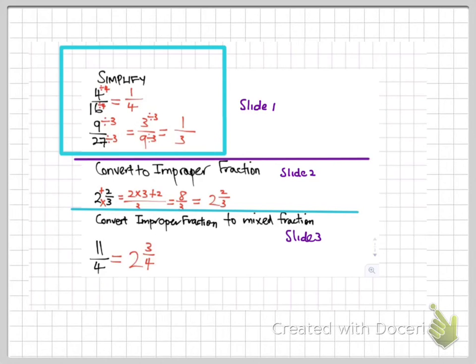Now looking at slide 3, I need to convert the improper fraction 11 over 4 to a mixed fraction. For 11 over 4, I need to look at how many times the denominator, which is 4, can go into 11. I know that 4 times 2 is 8, which is perfect. If I look at 4 times 3 is 12, that's a bit too much. So I would have to settle for 4 times 2 is 8, and my remainder is 3. So I got 2, and my remainder is 3, which becomes my numerator, and I put it over my same denominator of 4, and I am done.